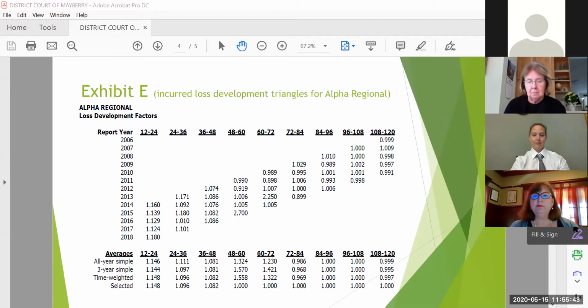What about your selection of 1.000 for the 60 to 72 month time period? Again, all the averages are well above 1.000. Same reason. One of the historical factors was 2.25. This is another data outlier that I ignored.